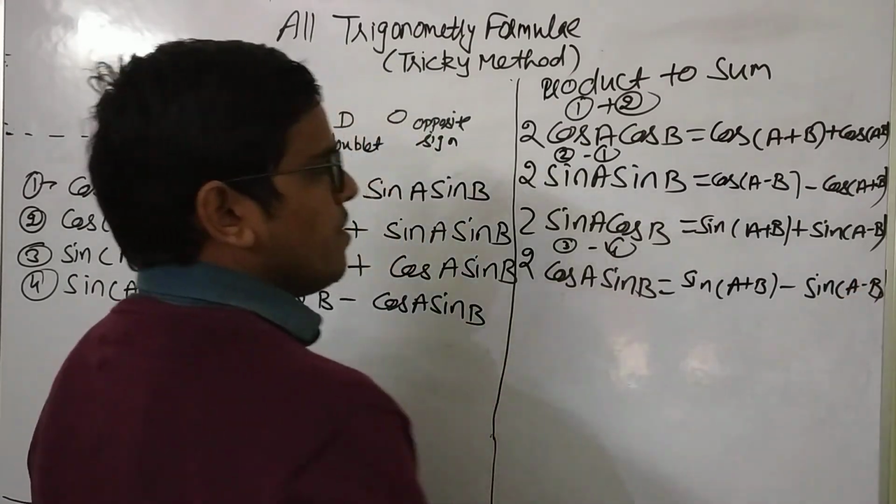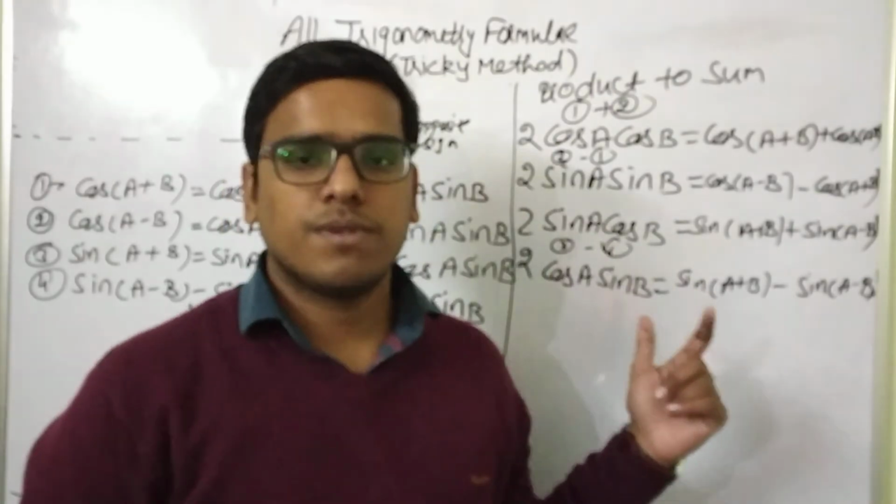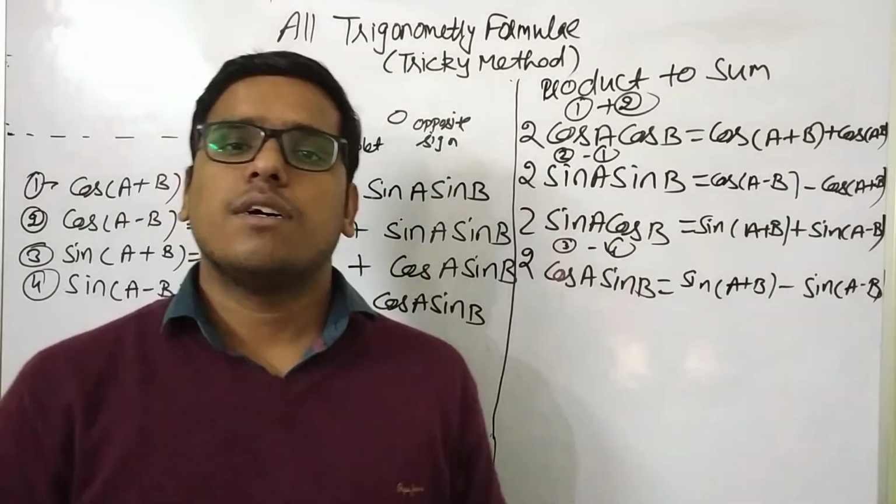So this is how we can crack all the formulas of trigonometry. This one is product to sum, and the previous one was sum to product form.